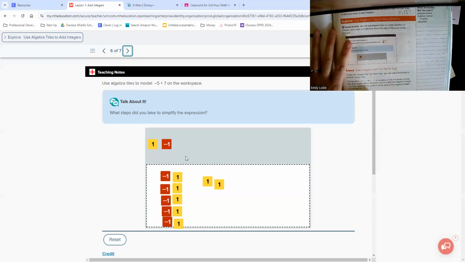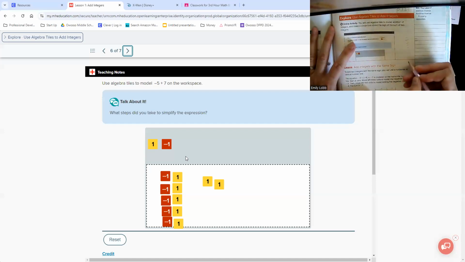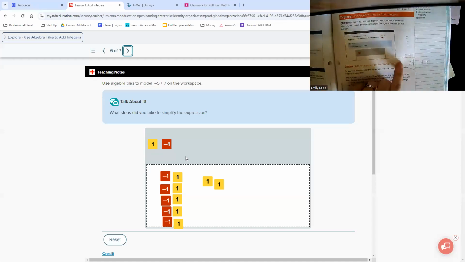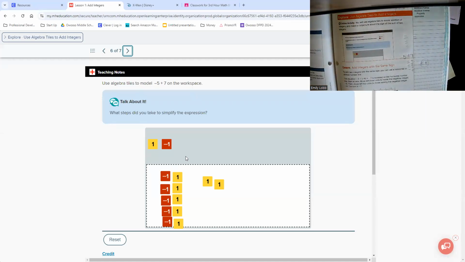So this is another way that you can show this. I could draw out 5 negatives, 1, 2, 3, 4, 5. And then I could make 7 positives. 1, 2, 3, 4, 5, 6, 7. So that shows my answer. This would be -5 plus 7. Remember, when our signs are different, this is why we subtract, because some are canceling each other out. So when our signs are different, we find the difference. So we would say 7 minus 5 is 2. And here our bigger number was positive, so our answer is going to be positive.